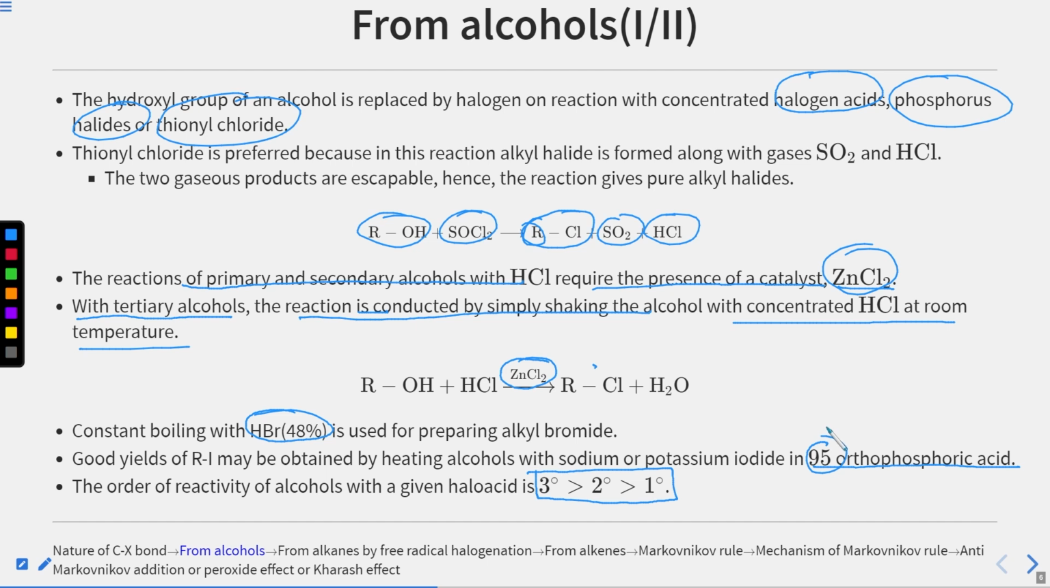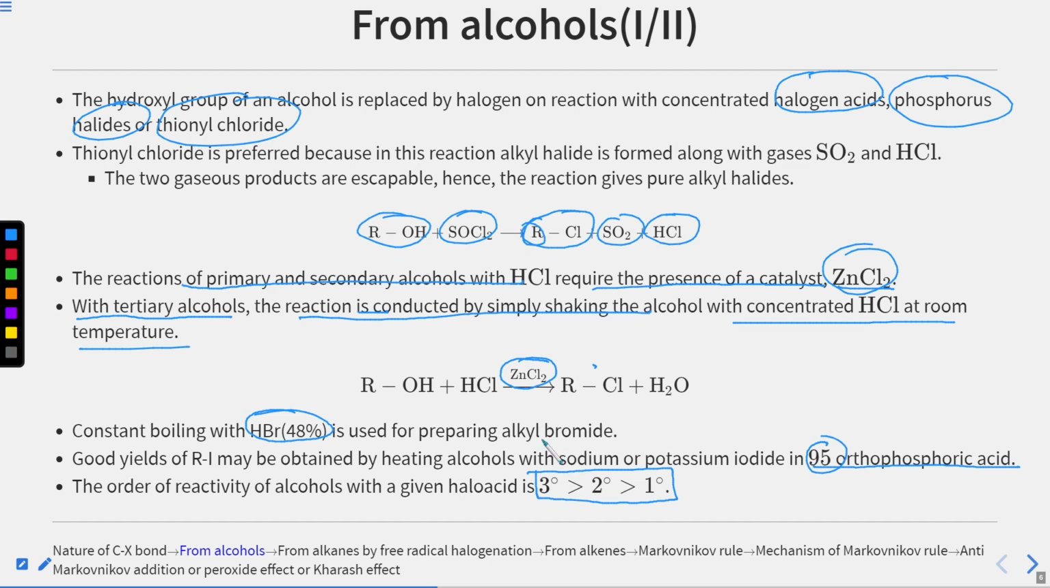So three halogens are present here. Except fluorine, you can prepare chlorine, bromine, and iodine compounds. For chlorine, you have to treat with HCl in the presence of ZnCl2 for primary and secondary alcohols. For tertiary, you have just to shake with the tertiary alcohol.